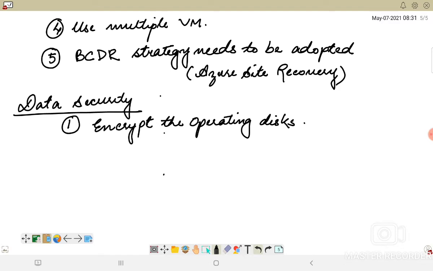So it is extremely important that we encrypt the operating system disks. In case of Azure, we make use of Azure Disk Encryption.